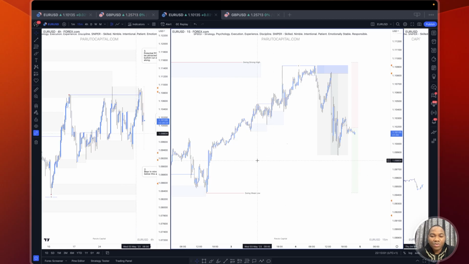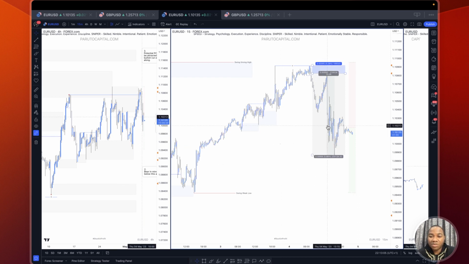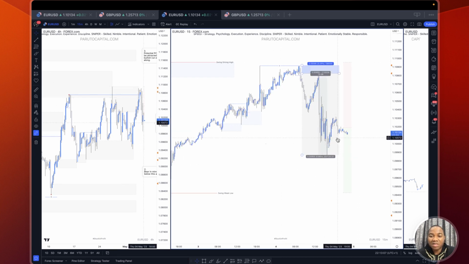All right, so let's do this, okay? I promised I was going to walk through this trade. You can see this is a 1 to 10 trade. And why did I take this trade? What was the setup? What was the idea behind taking this trade?